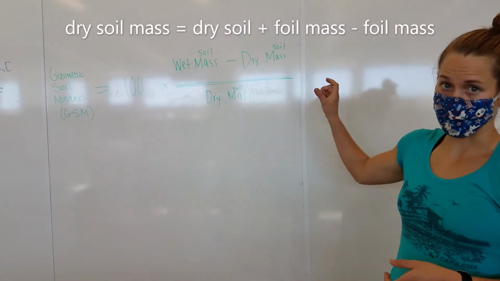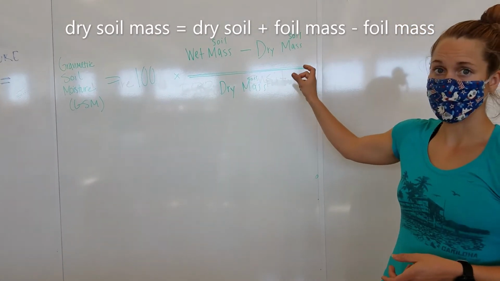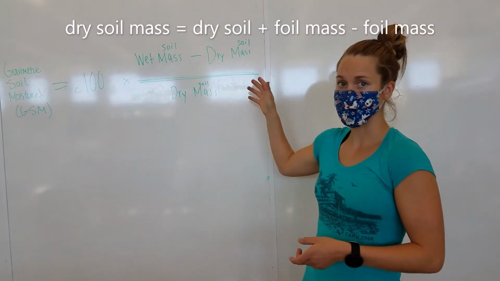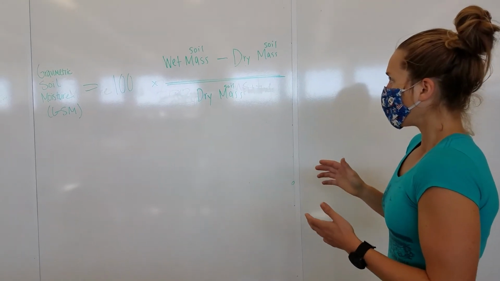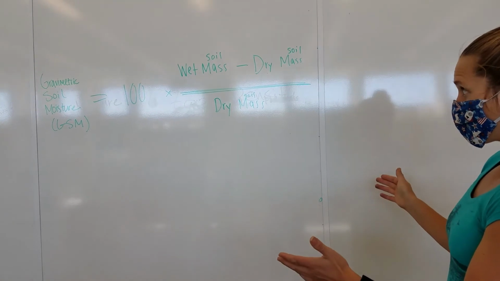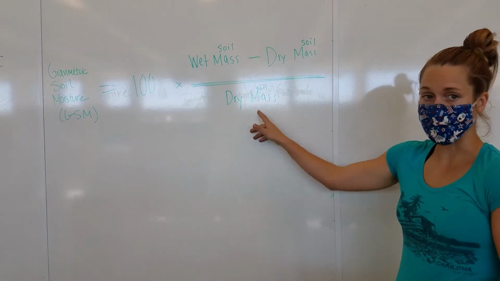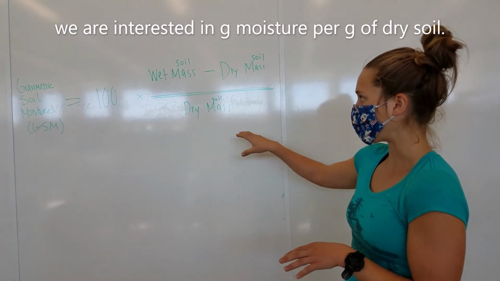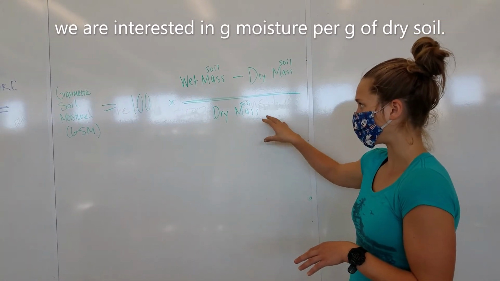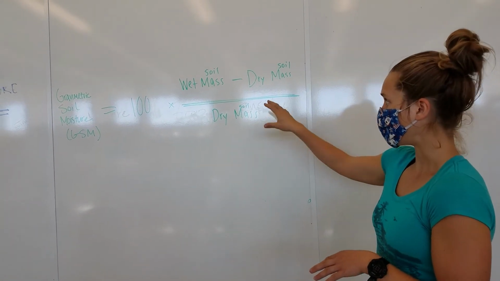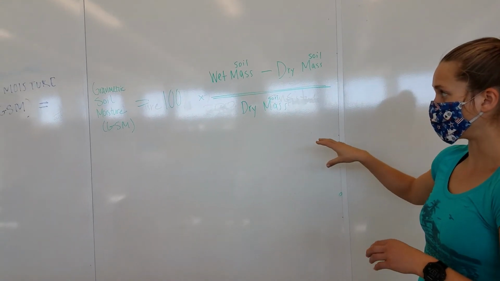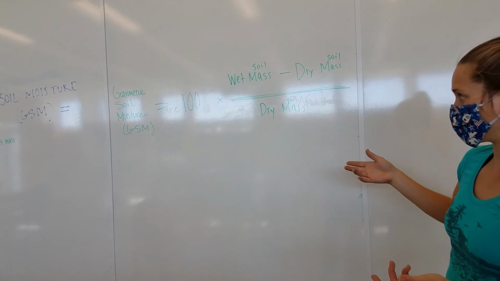And so again, we have to make sure that we subtract the foil mass from the dry mass plus the foil. Okay, so once we have that difference, we divide it by the dry soil mass. So this might seem a little counterintuitive. Instead of having the wet soil mass on the denominator, we have the dry soil mass. And this is all multiplied by 100 because it's a percentage.